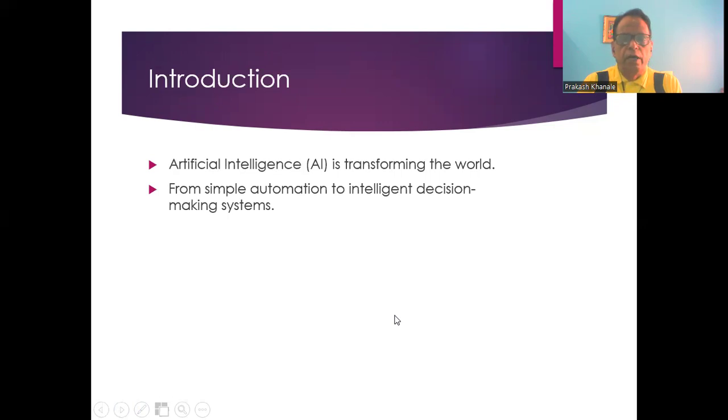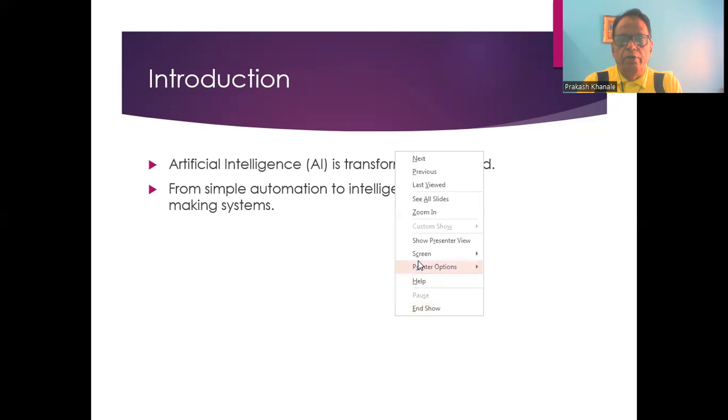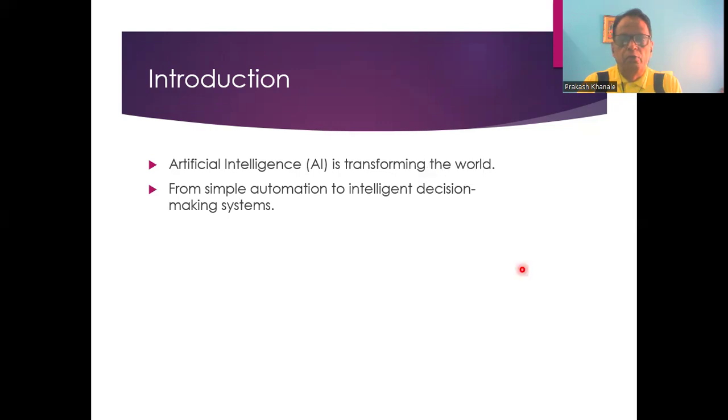We know that artificial intelligence is used by many people in almost all of the work that they do. Students are making use of AI. Teachers are making use of AI. Any employee working in some organization is also making use of AI. And therefore, it is possible that we can achieve simple automation to intelligent decision-making systems by making use of AI.